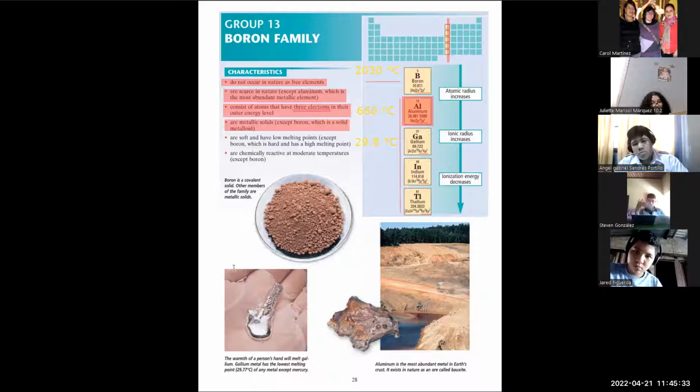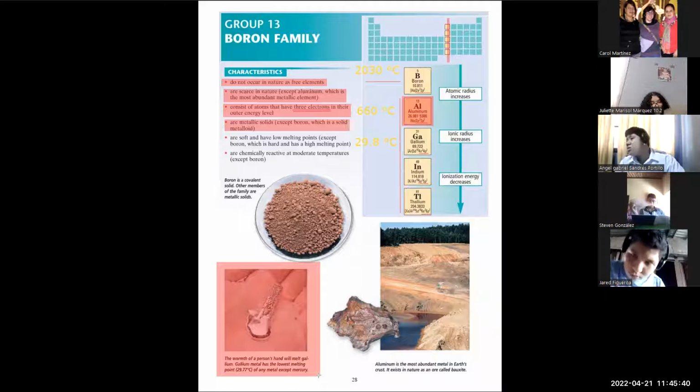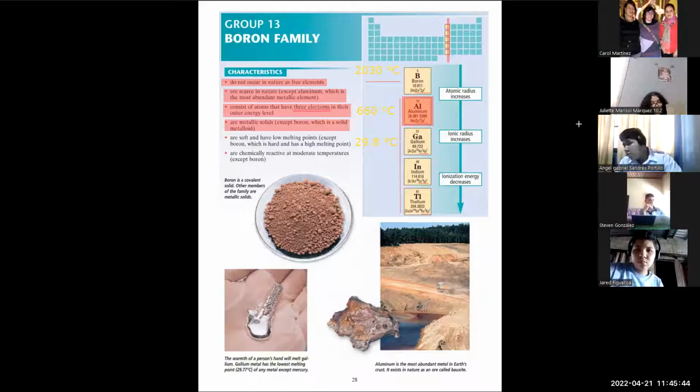And this is what happened in the figure that you see right here at the bottom. Okay? Take a look over there. It says, the warmth of a person's hand will melt gallium. Gallium metal has the lowest melting point of any metal except mercury. I mean, mercury is liquid. It's liquid at a really low temperature. Temperature where we find ice, well, mercury is still a liquid, okay?